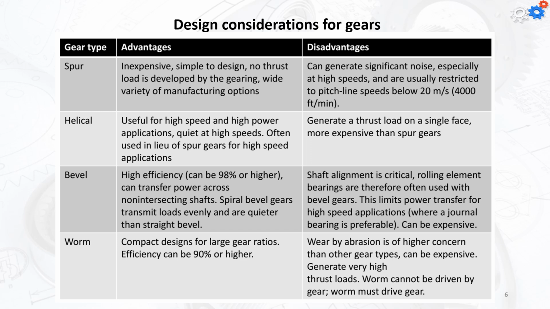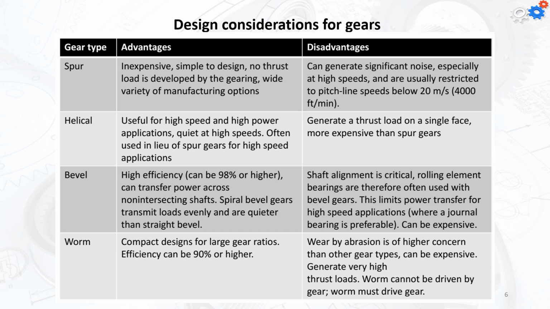Helical gears have angled teeth that provide smoother and quieter operation than spur gears. They are ideal for high-speed applications such as automotive transmissions and industrial machinery. They are useful for high speed and high power and are quiet at high speeds, but they do generate a thrust load on a single face. And of course they are more expensive than spur gears because of their manufacturing complexity.